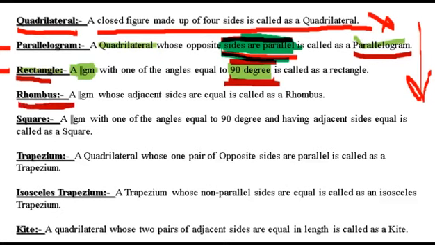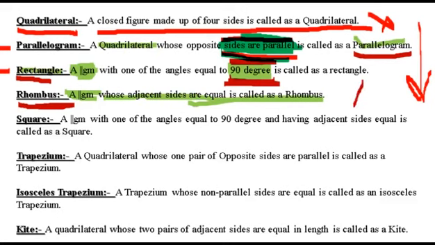Again, you will see that we say a parallelogram. So a rhombus is also a parallelogram. All the properties of a parallelogram will be found in a rhombus. A parallelogram whose adjacent sides are equal is called a rhombus. So if you have a parallelogram whose adjacent sides are equal, you will call this a rhombus.